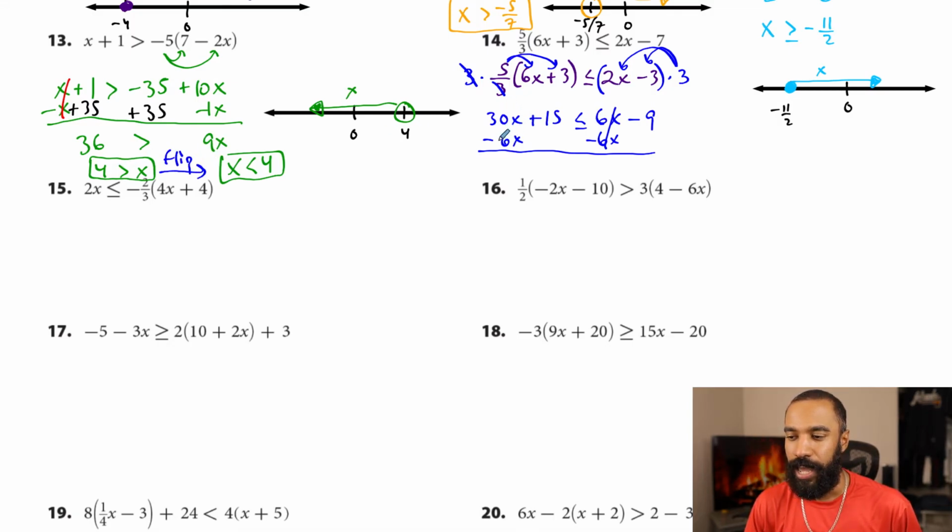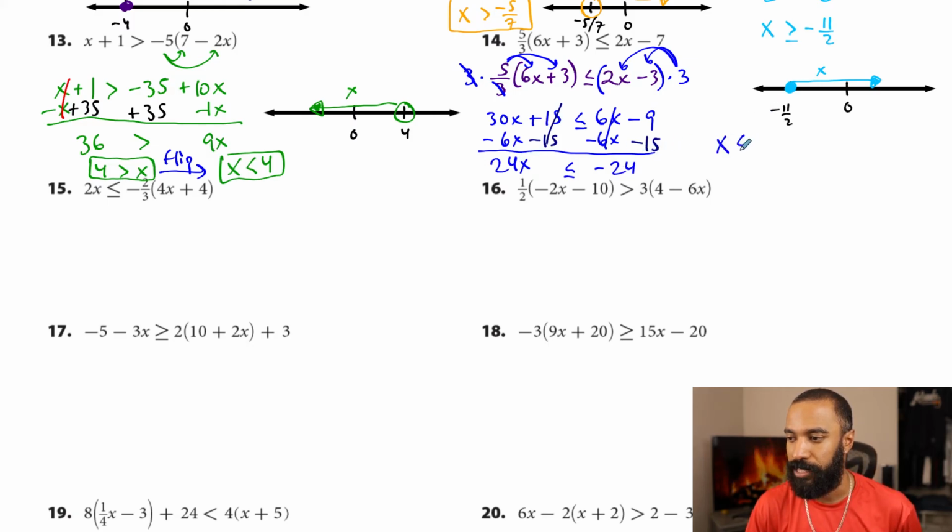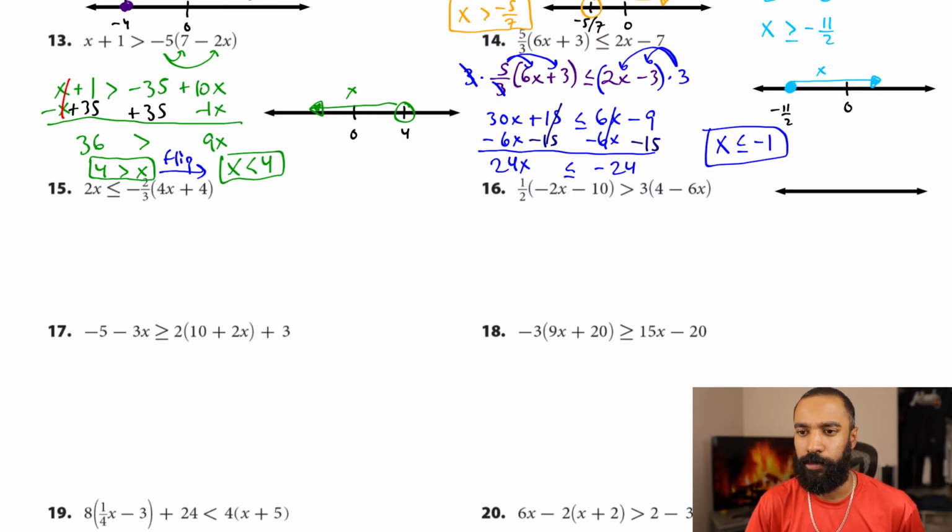So, 30x minus 6x is 24x. I'm going to subtract 15 from both sides as well to move this one over here. Negative 9 minus 15 is negative 24. So 24x is less than or equal to negative 24. Divide both sides by the 24 here. It's positive, even though the answer here is negative. X is less than or equal to negative 1. That is my solution. Do you want me to graph it? Sure, let's do it super fast.